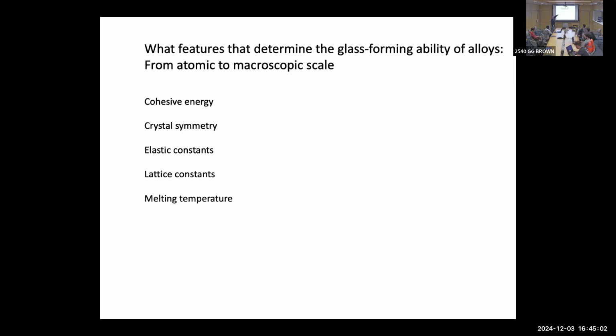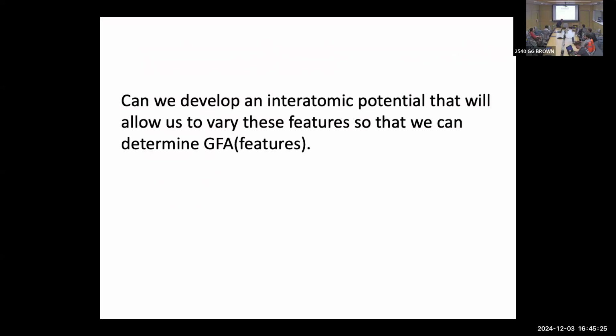How does it depend on the melting temperature at every concentration? More macroscopic, but I want to start making a list and crossing them off and understanding each one. So I'm going to need a mapping between microscopic atomistic features and these. And that's an embedded atom potential. Then we develop an interatomic potential that will allow us to vary these features so that we can determine the GFA as a function of features.